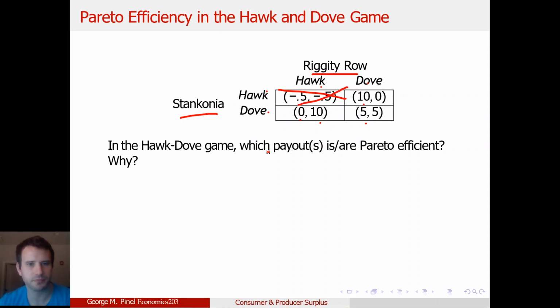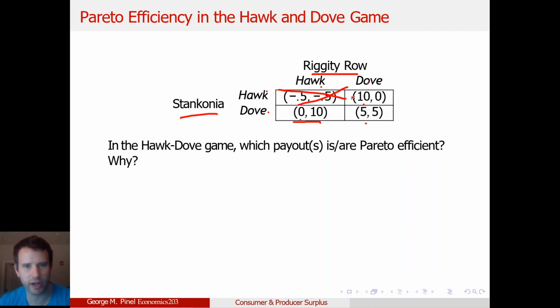All right. What about Dove Hawk? So if I go from Dove Hawk, this one here. Okay, so if I go from Dove Hawk to Dove Dove, I do increase Stankonia's payout. Okay, but if I go from Dove Hawk to Dove Dove, I decrease Riggedy Row's payout. So in order to make Stankonia better, going from here to here, I have to take from Riggedy Row. Okay, so I can't yet say this is not Pareto efficient. So far, it meets the criteria.